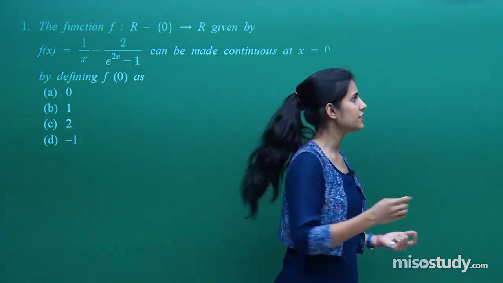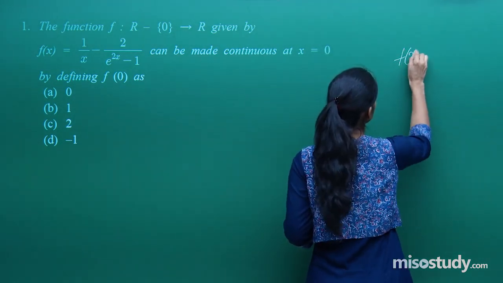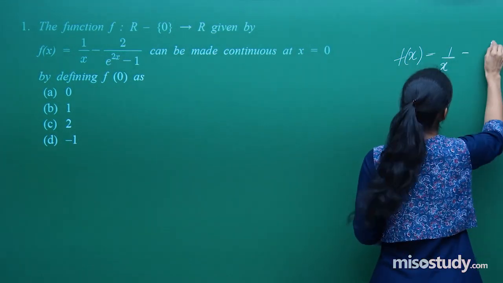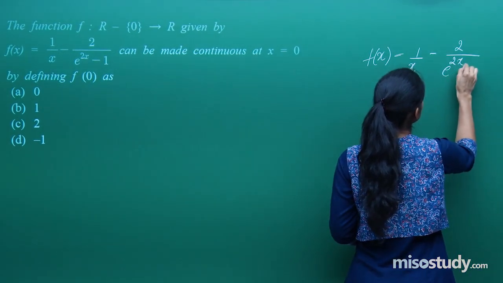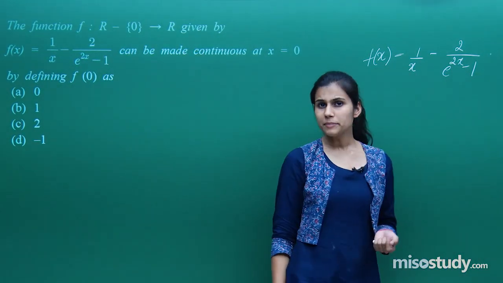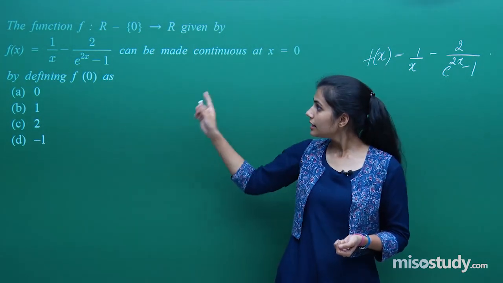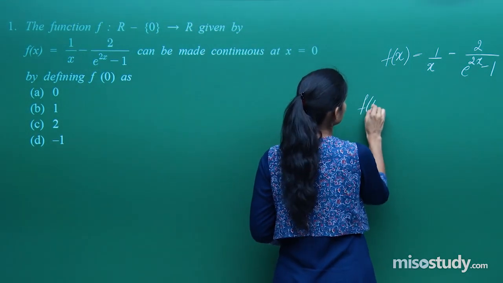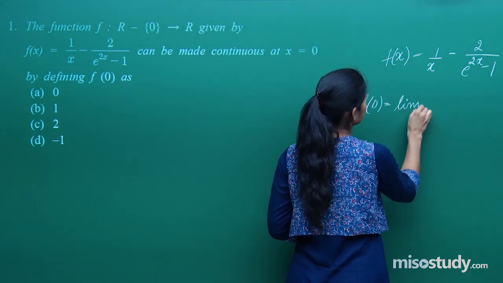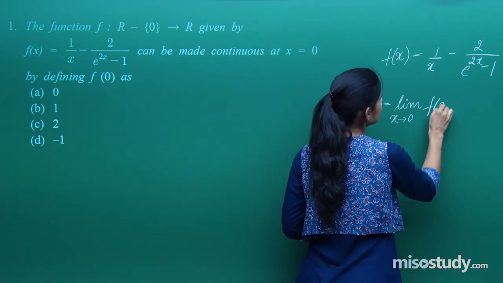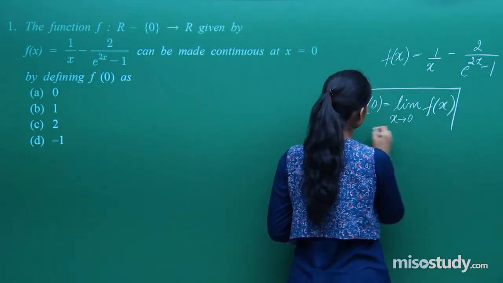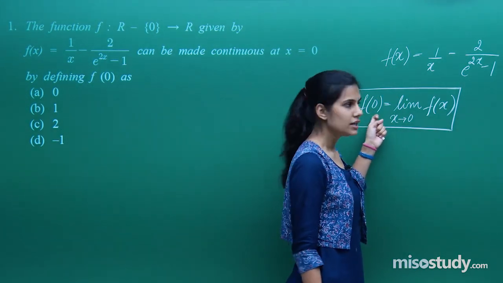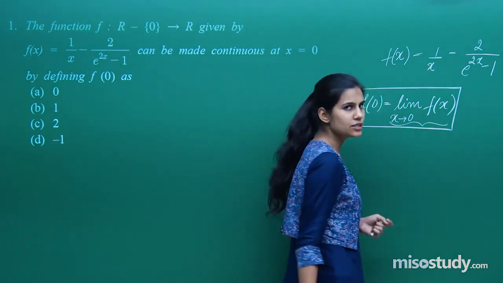So basically f of x is given to you as 1 upon x minus 2 upon e to the power 2x minus 1. You can make this function continuous at 0 by defining f of 0 as what? f of 0 should be defined as limit x tends to 0 f of x. If this happens to be true, in that case I can say that the function f is continuous at x equals 0. But for this we need to first compute limit x tends to 0 f of x.